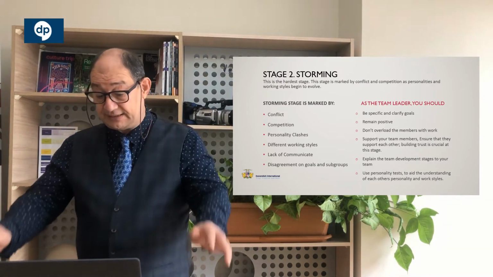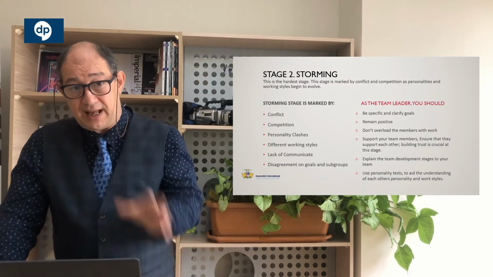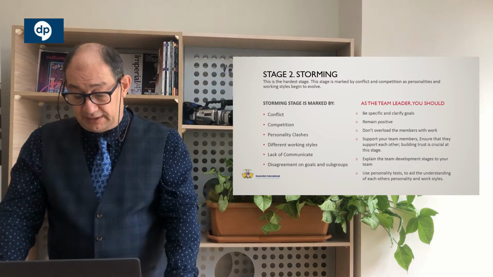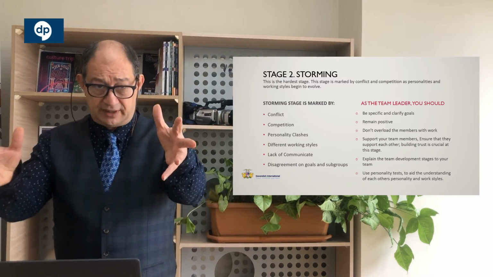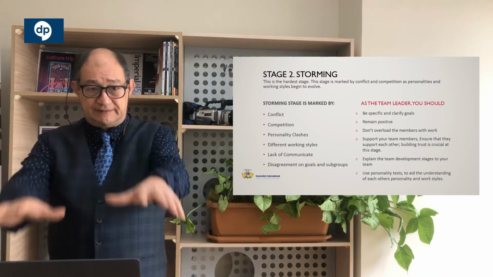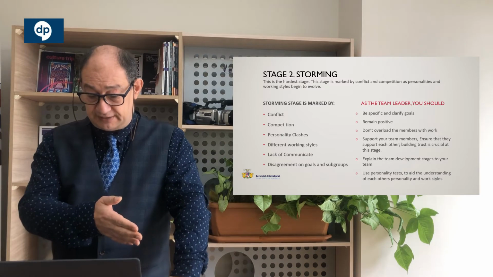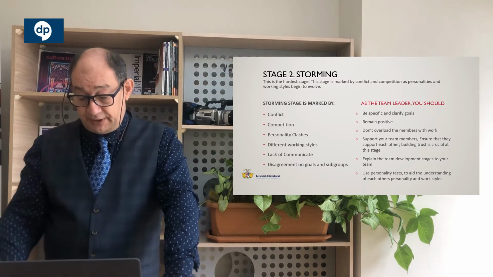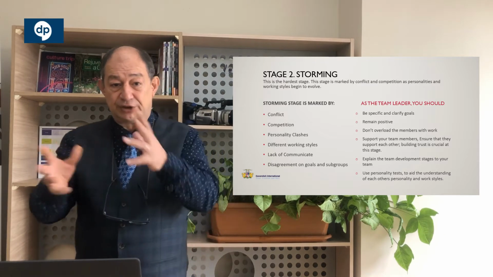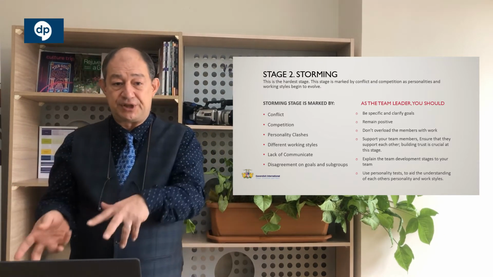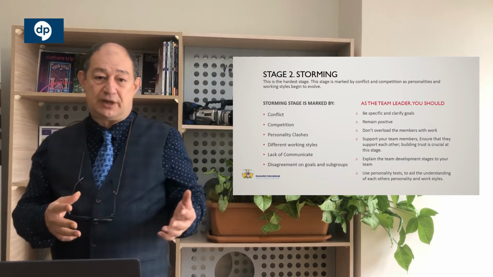Now here, as a team leader, you have to be specific and clear about the goals. That's what people want to know. You have to remain positive and tell them, look, we're going to get through this. We will settle down, don't worry. If you're not positive, they're not going to be positive. Don't overload the members at this stage. They have got a lot to learn about the project, about what you want, what's the standard you have to achieve, who's going to do what.